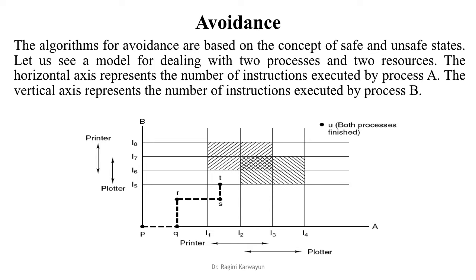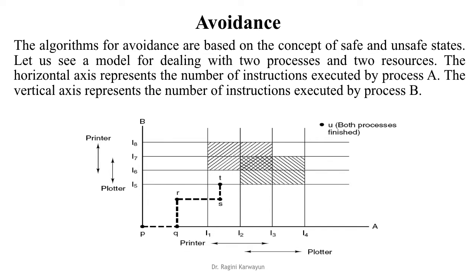These I1, I2, I3 are just numbers, that is names or labels given to these instructions. It is not necessary that I5 will come after I4 and so on. So 4 instructions for process A and 4 instructions for process B. As we can see from the diagram, process A needs printer for instructions I1 to I3 and needs plotter from instructions I2 to I4. Similarly, process B needs plotter from instructions I5 to I7 and needs printer from I6 to I8.